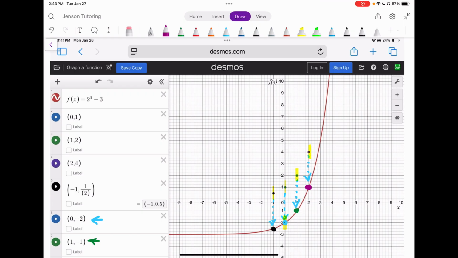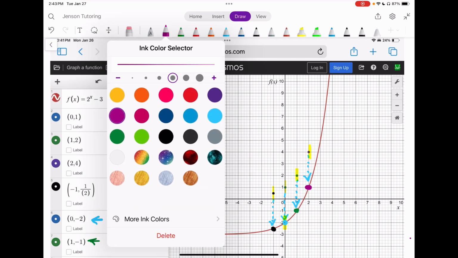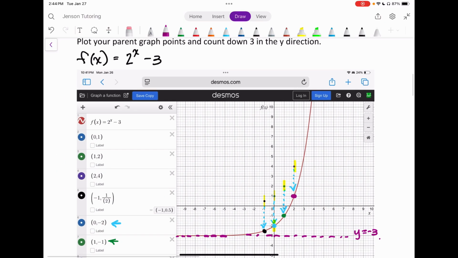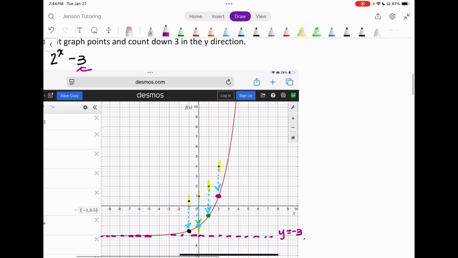Now, other things are going to change as well because now I've also adjusted the asymptote. So what's the asymptote now? That's right, -3. So since I adjusted the whole graph down by 3, that's going to shift the asymptote. It's also going to shift the y-intercept and the x-intercept.